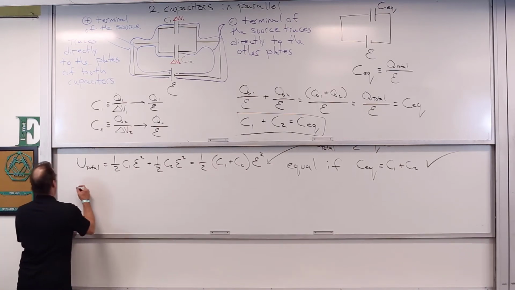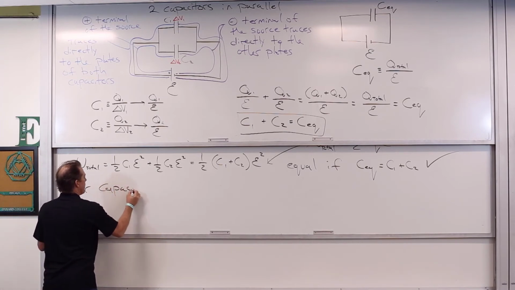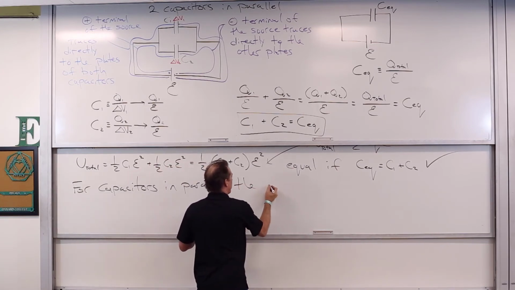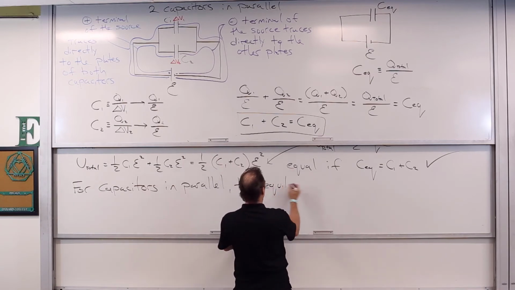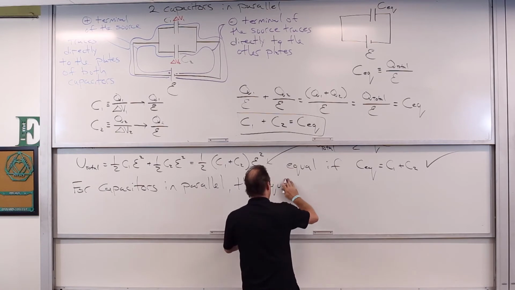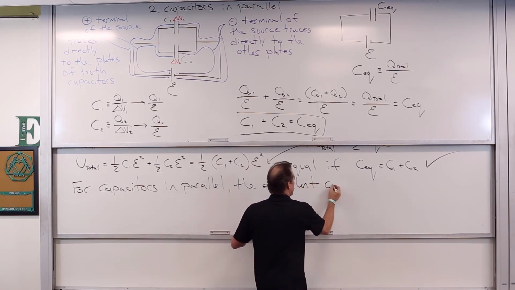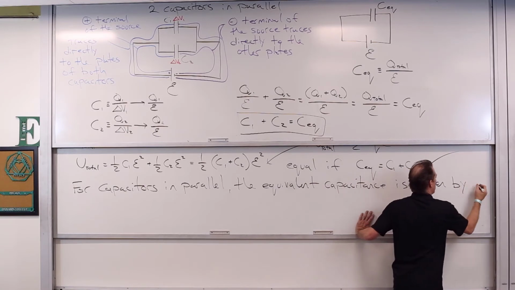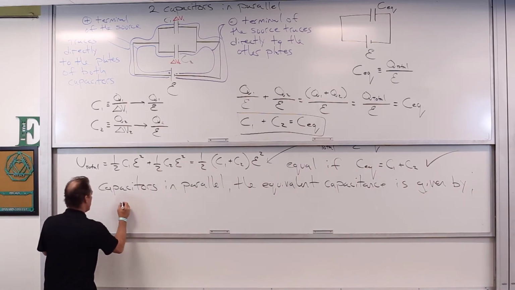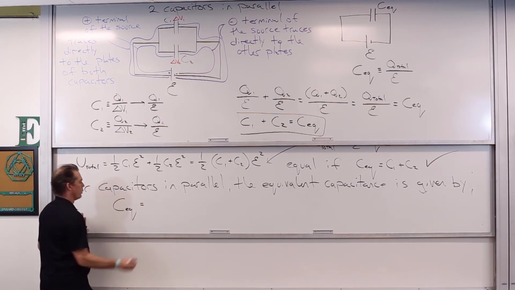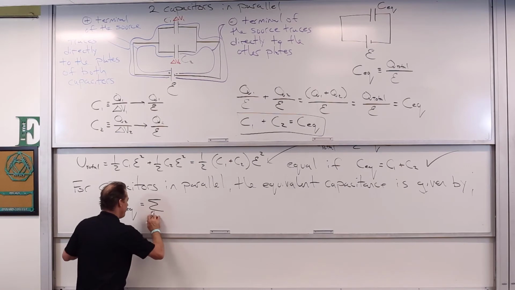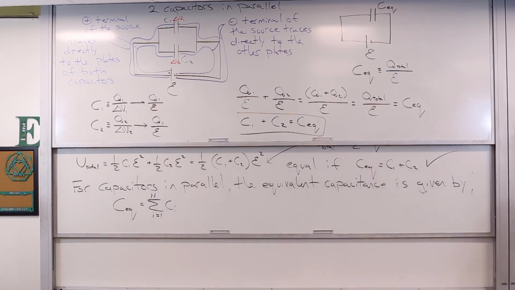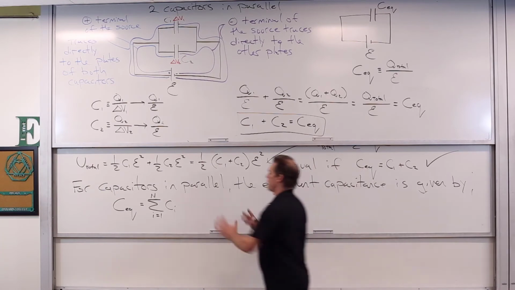So, N capacitors in parallel. The equivalent capacitance is given by CEQ is equal to the sum from i equals 1 to N of C sub i. This is just summation notation.